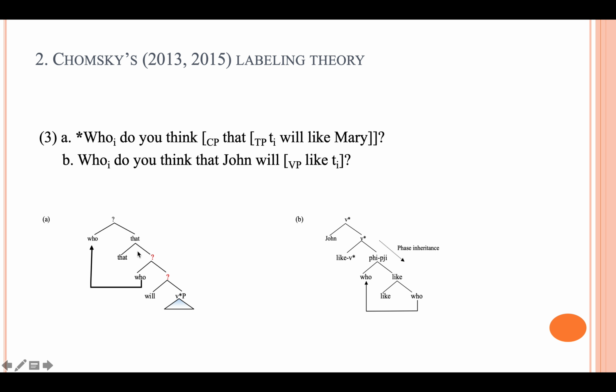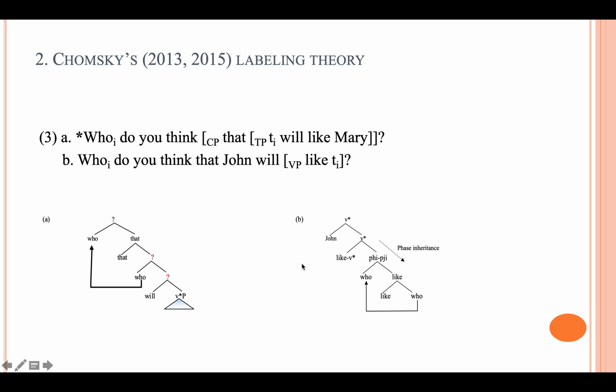Now let's see. Since CP is a phase, of this phase is derived, who will move from this position to this position. And when this phase is ready to be spelled out, the labeling algorithm will start to work. Since the lower copy of who in the discontinuous chain is not visible to the labeling algorithm, who cannot have feature matching with the head T, so their mother node cannot be labeled.